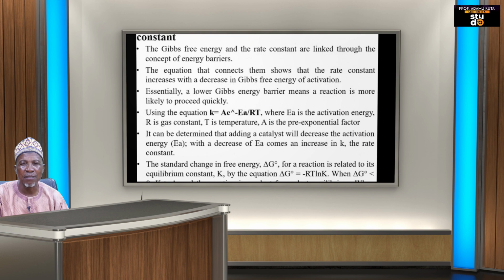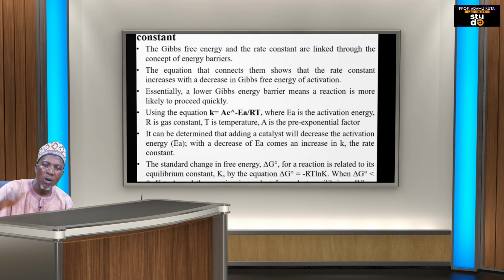There is an equation that gives free energy and rate constant, and that is represented on the slide. K equals A e to the power of minus Ea over RT. The relationship here is when activation energy of a reaction is low, the rate constant will be high, and consequently the rate of the reaction will be high. So what enzymes do is to reduce the activation energy, which consequently elevates the rate constant. And so in the final analysis, the forward reaction is favored at equilibrium.